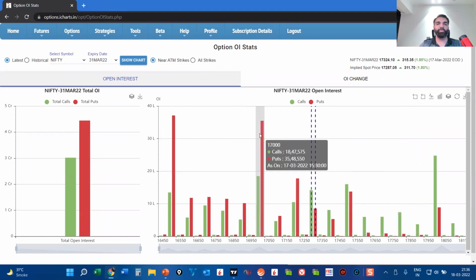So we might expect to see the broader market trading between 17,000 odd levels to 18,000 odd levels. If there is no drastic news coming out from any front, we should be seeing those levels very, very soon.